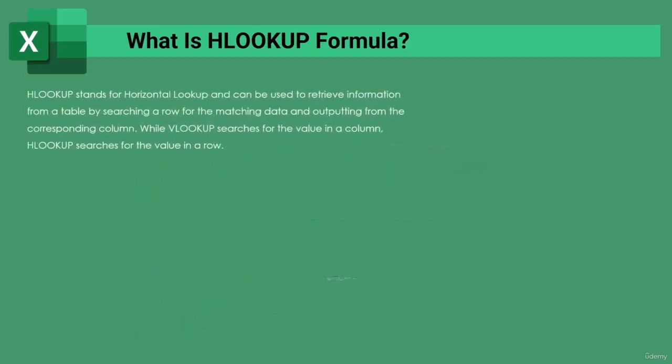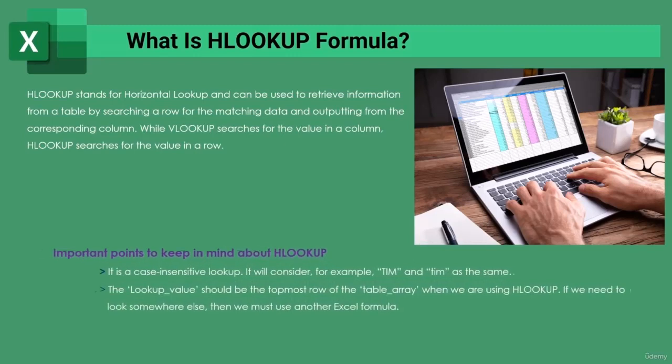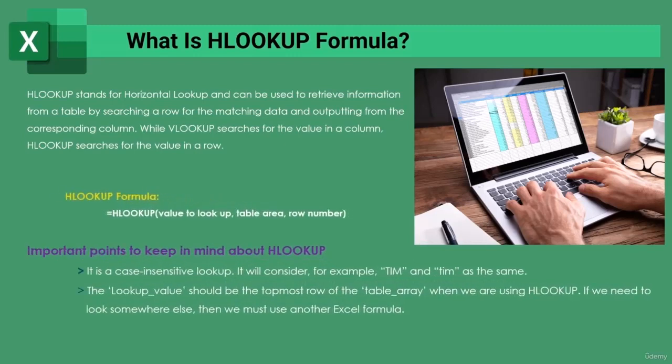Then we have the HLOOKUP formula. What is the HLOOKUP formula? HLOOKUP stands for horizontal lookup and can be used to retrieve information from a table by searching a row for the matching data and outputting from the corresponding column. While VLOOKUP searches for the value in a column, HLOOKUP searches for the value in a row. So VLOOKUP searches in columns and HLOOKUP searches in rows. That's the main difference.